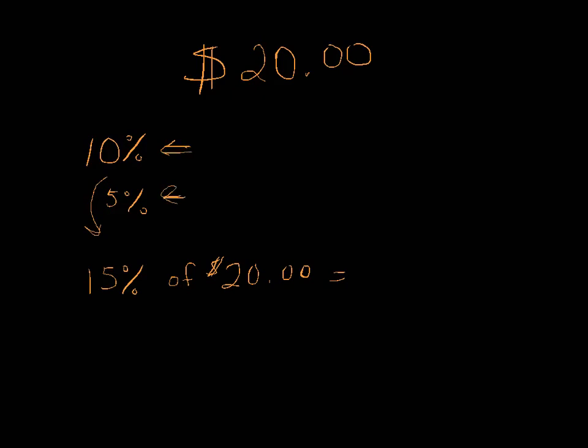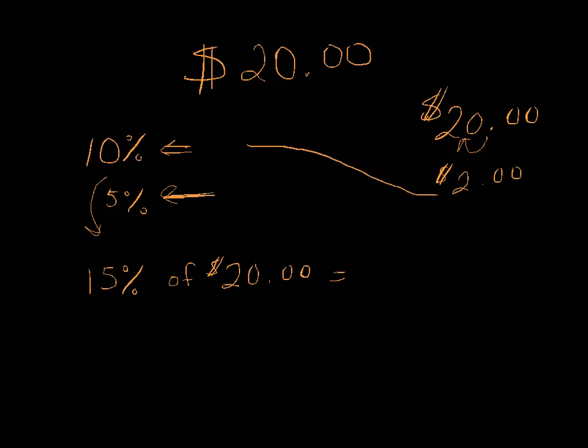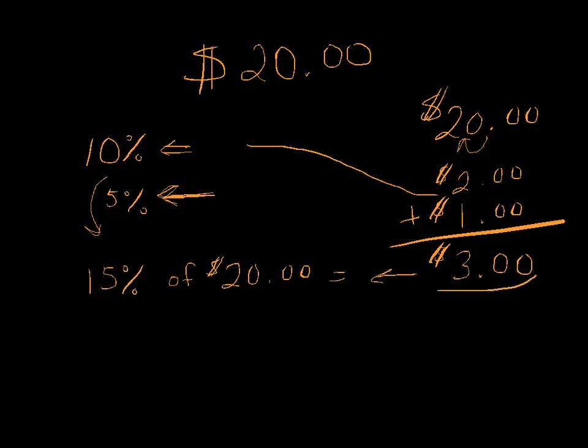So let's find, first of all, if I have $20, remember if I multiply times 10%, I'm going to move it to the left one place. It's going to be $2.00. And I think I can find half of 10% because 5 right here is half of 10%. So half of 2 would be 1. So 2 plus 1 is going to be $3. That means 15% of $20 would be $3.